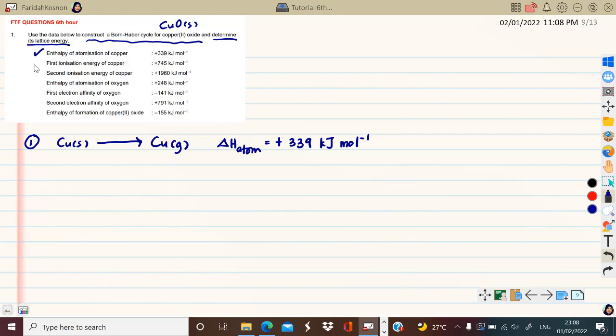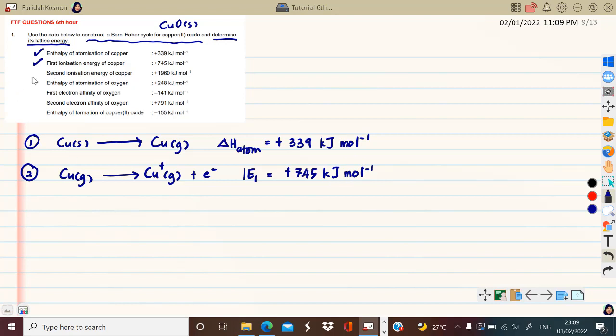Next we have the first ionization energy of copper. Now transfer it into its thermochemical equation. We start with copper gaseous atom. It removes 1 mole of electrons and forms 1 mole of copper ion in gaseous state, Cu+, because the copper gaseous atom undergoes first ionization. This is the first ionization energy of copper, which is positive 745 kilojoule per mole.